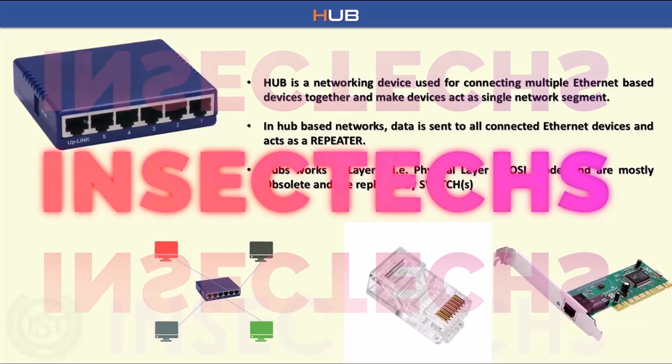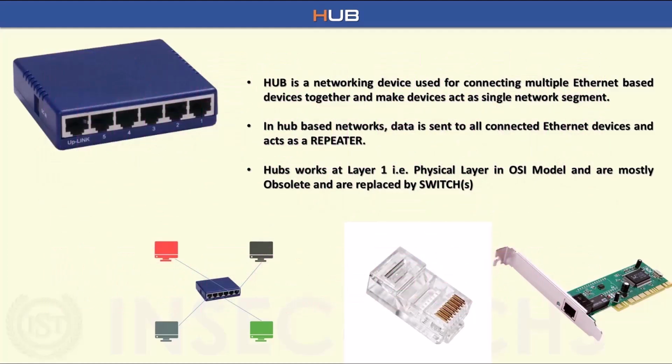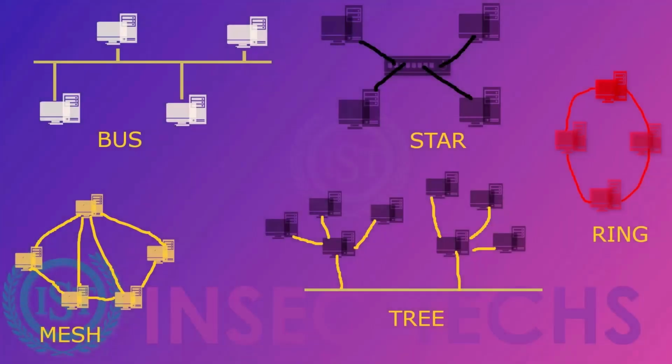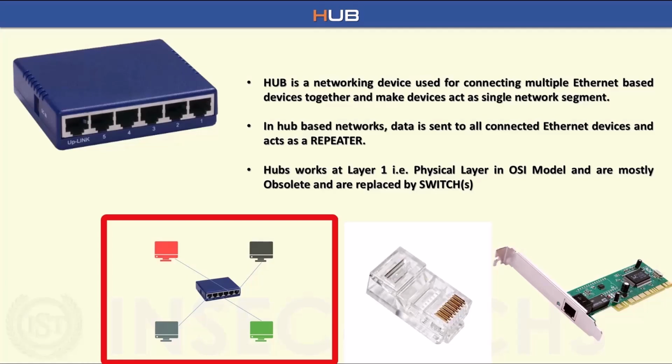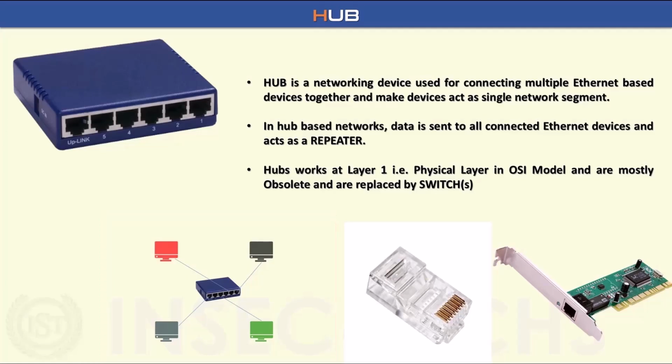If you have knowledge of network topologies, that is the structure of a network, there are different kinds of network topologies like bus, star, ring, mesh, tree, and point to point. So hub forms a star network topology. As you can see in this image over here, 4 computers are connected to this hub and form a star topology. Hubs also act as repeaters. So what are repeaters? Repeaters are again network devices that amplify or regenerate the incoming signal before transmitting it. So hubs are also repeaters.